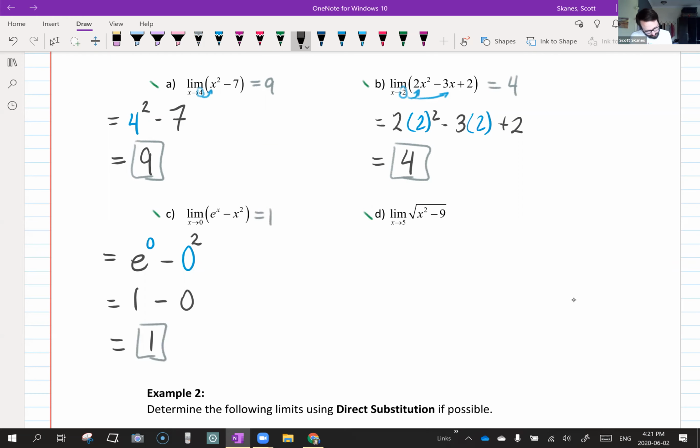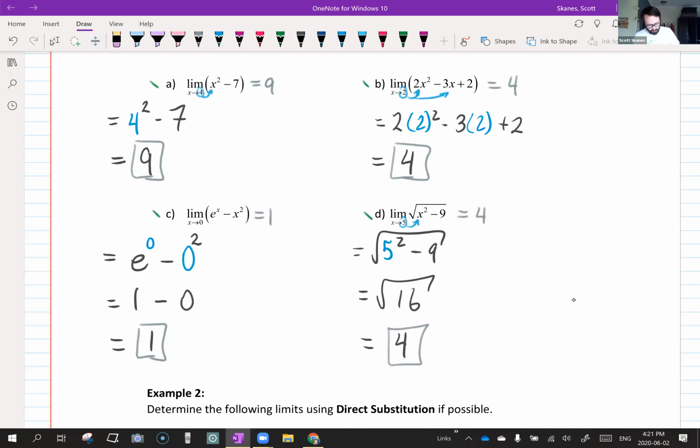Finally, can we substitute this? I think we can. Take 5, put it in there. That's 5 squared minus 9, which is 25 minus 9, which is 16, square root is 4. So the limit here is 4. So direct substitution is really quick and snappy. It doesn't always work. In fact, most of the time, it doesn't work. But when it works, it's great. It's the fastest way to do this. There are many cases where it doesn't work, and I'm going to teach you how to handle that. But always do that first. Step 1, try to directly substitute.